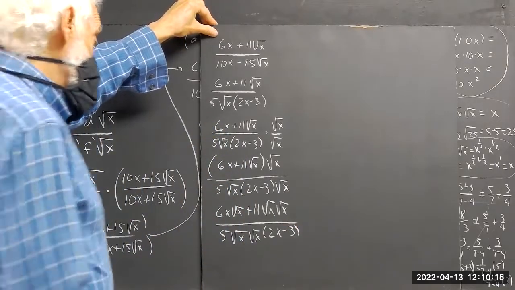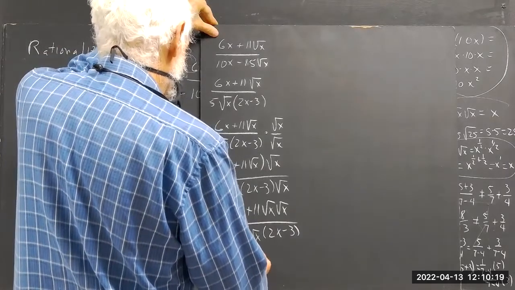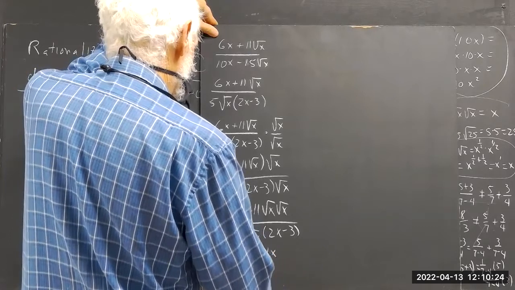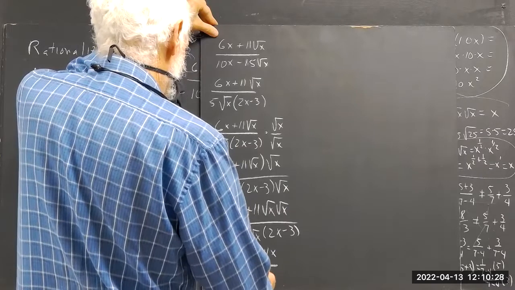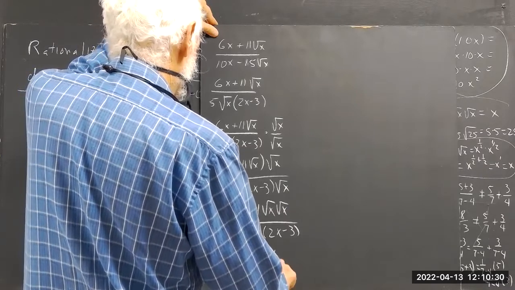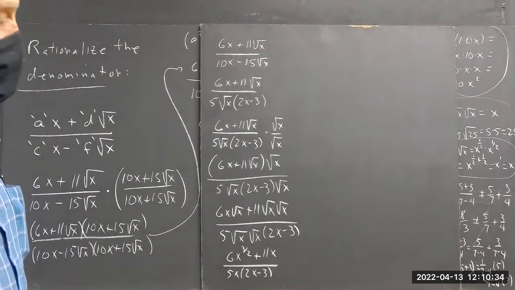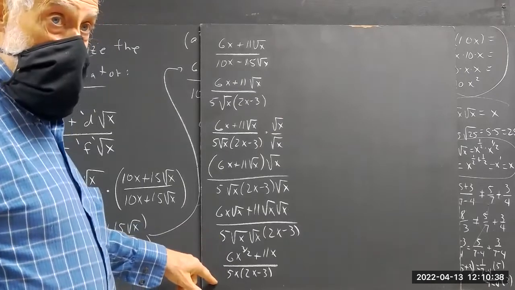Okay. And then that's 6x to the 3 halves plus 11x over 5x times (2x - 3). Okay. So that could be done.